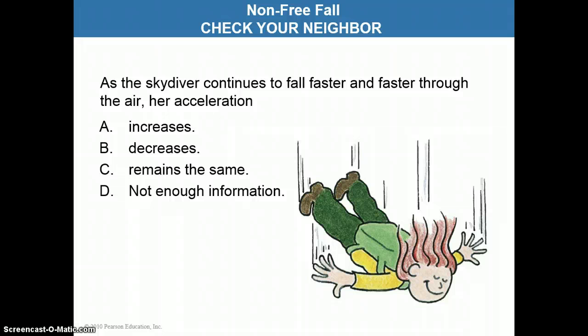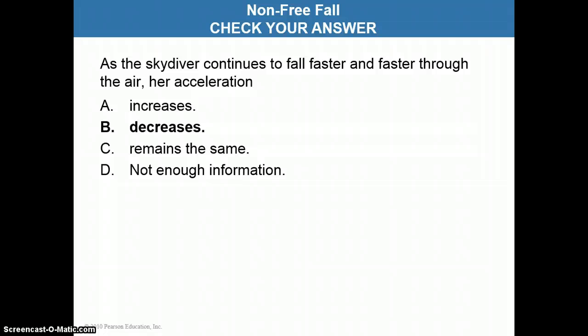Last question now. As the skydiver continues to fall faster and faster through the air, does her acceleration increase, decrease, remain the same, or not enough information? Think carefully now about this problem, and remember Newton's second law. Net force is directly proportional to acceleration. So if you change the net force, then the acceleration is going to change in the same way as the net force changed. Pause the video as you carefully select your answer. And the correct answer was her acceleration decreases.